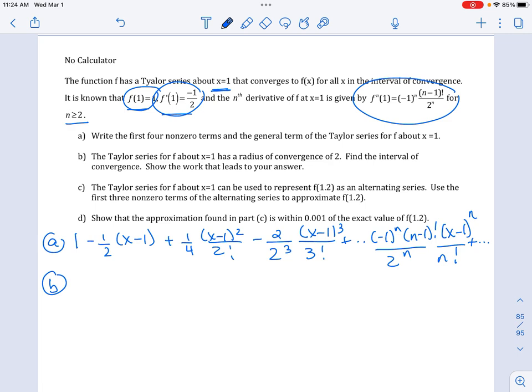Remember, for interval of convergence, you only have two options. Either you're going to use the ratio test or use the geometric. This is my general term that I came up with here. It's not a geometric, so I'm going to use the ratio test. Now, before I use this, I'm going to go ahead and clean this up. So this is what I have.